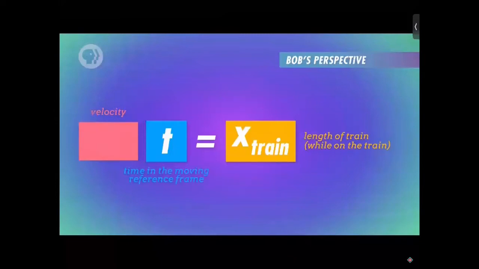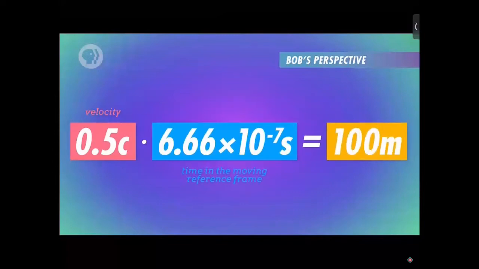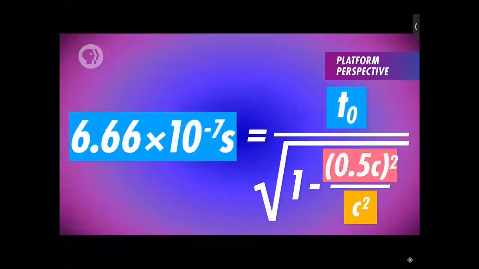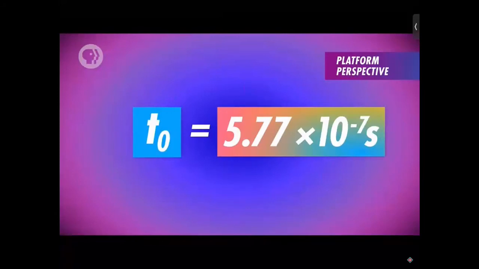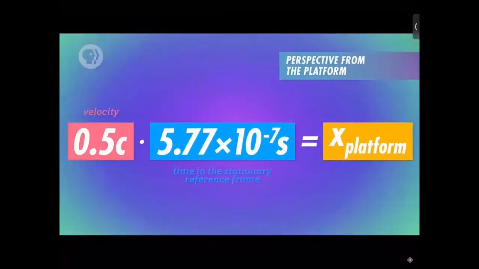Let's say you want to measure the train as it moves past the spot where you're standing on the platform. The train is moving at half the speed of light. That's set. From Bob's perspective, it takes 666 nanoseconds for the train to pass you. Velocity multiplied by time equals distance, so Bob calculates that the train must be 100 meters long. Now you try taking the same measurement. The problem is we already know that time moves faster for you than for Bob. While 666 nanoseconds pass for Bob, only 577 nanoseconds pass for you. And if the train takes 577 nanoseconds to pass you while it's moving at half the speed of light, it must be 86.6 meters long.